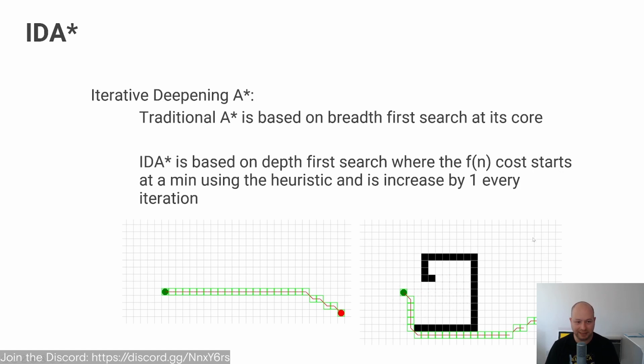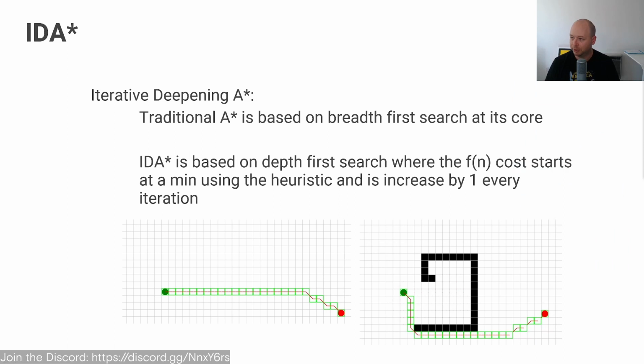Cool. So let's talk about IDA star, an algorithm I'm not as familiar with personally. It basically takes A star, and instead of doing a breadth first search, it does a depth first search, where the function cost starts at a minimum using the heuristic and is increased by 1 every iteration.